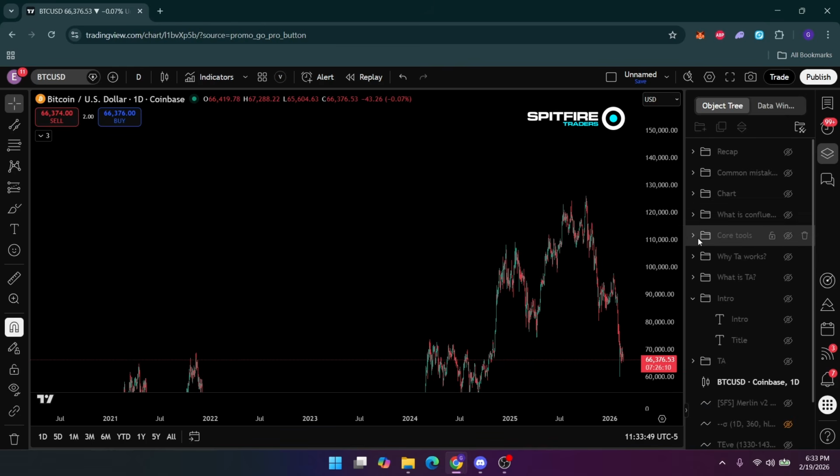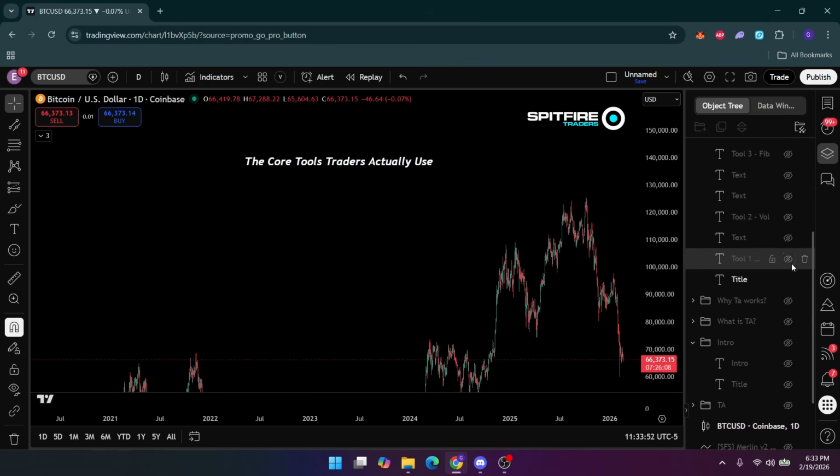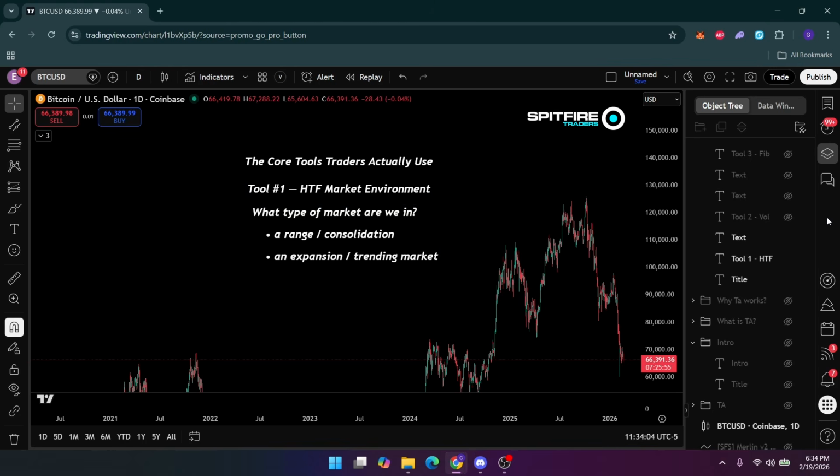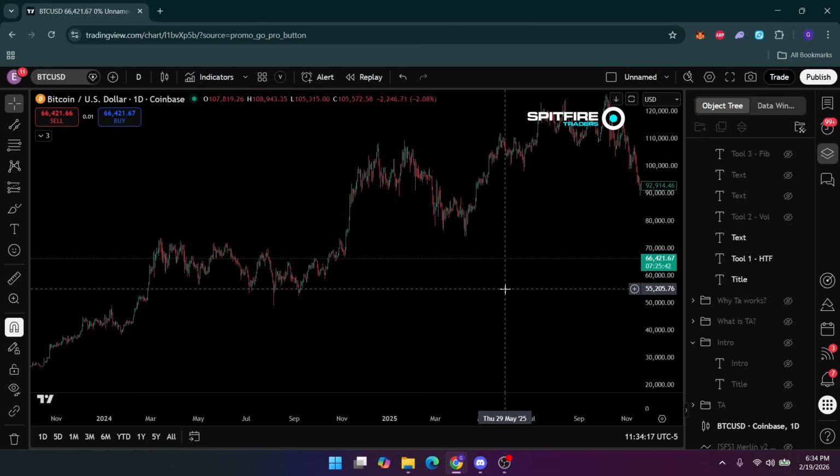Number one is higher time frame environment. Before I draw anything, I always zoom out, because the first question is not where do I enter. The first question is what type of market are we in? Are we in a range consolidation or an expansion trading market? On the higher time frame, I want to see if price is respecting clear boundaries.